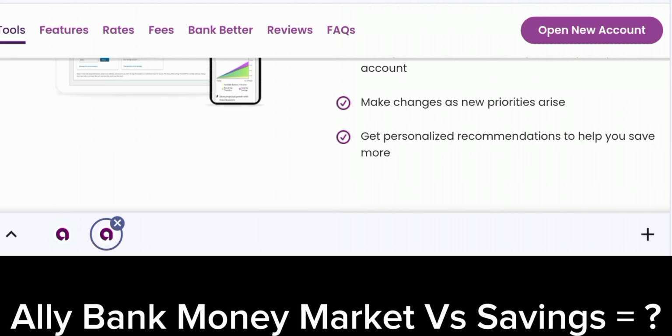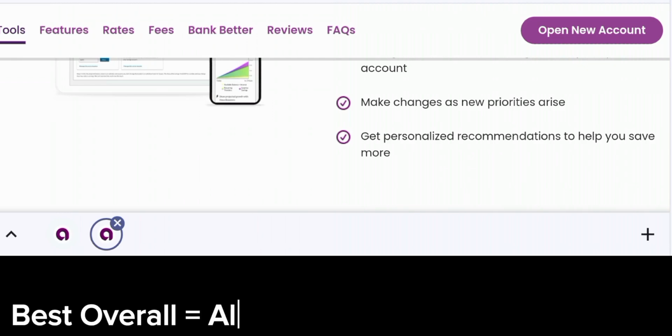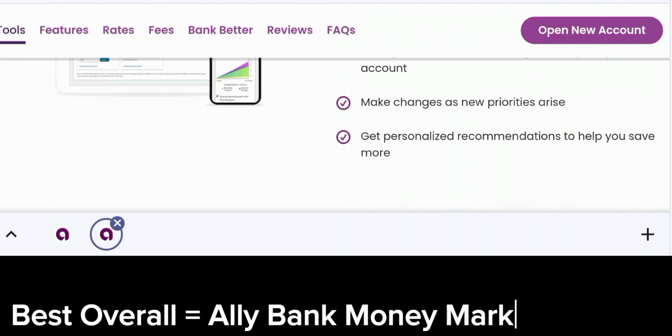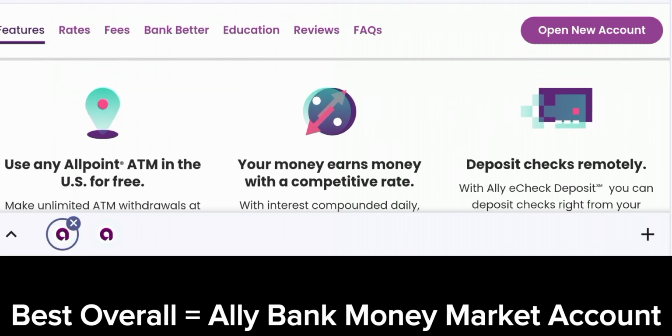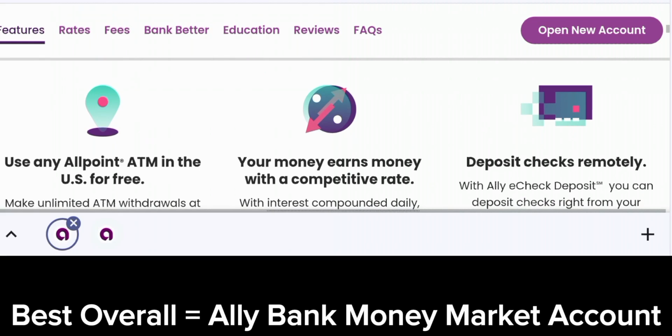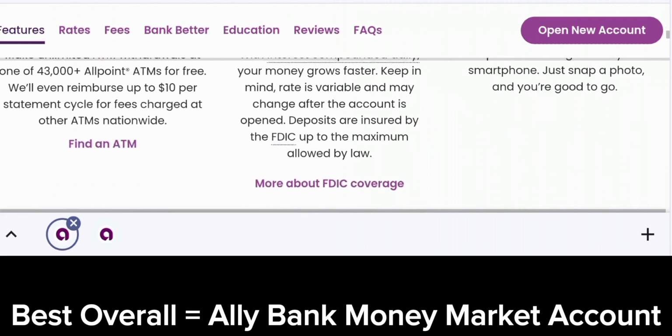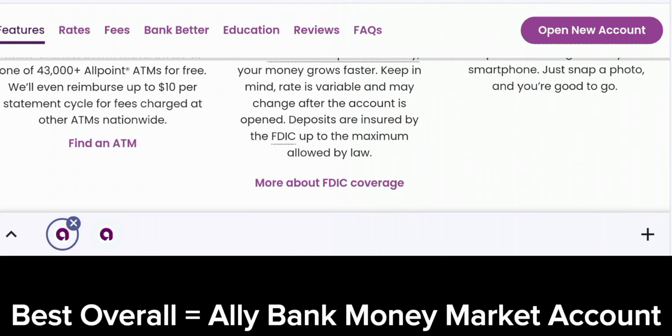So if you ask me which one I will go for, well, it depends on your whole need. But as for me overall, I'm going to go with the Ali Bank money market account. The reason is, number one, they have higher interest rates. The money market account consistently offers slightly higher APY, providing better returns on savings.